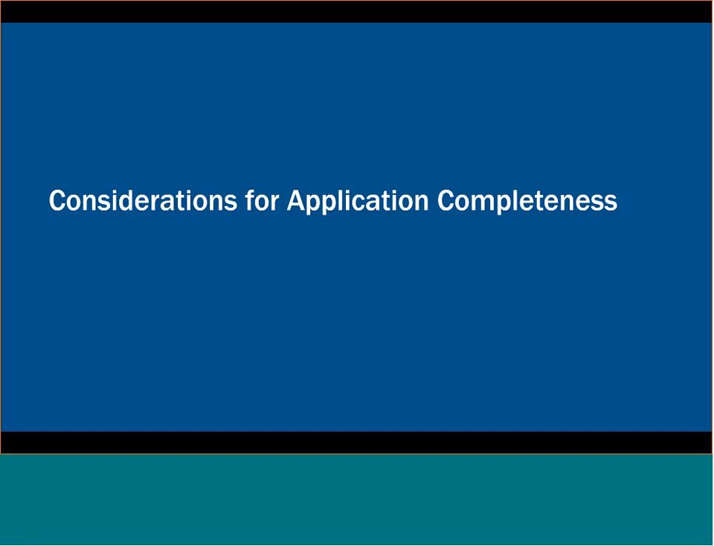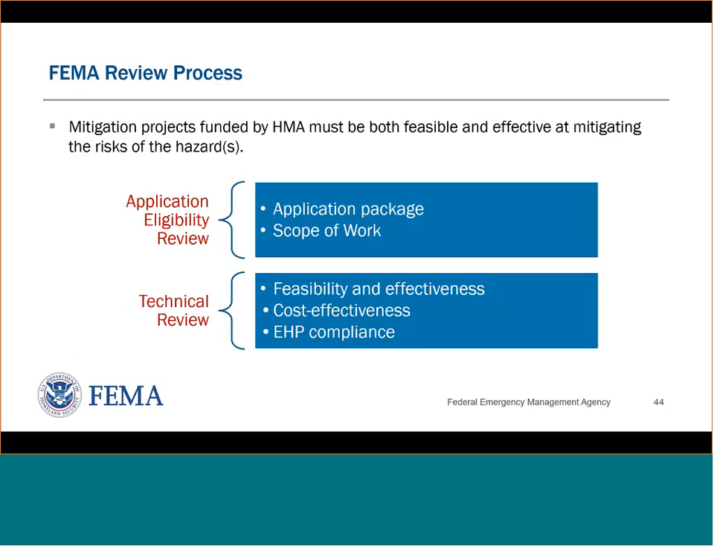So now we're going to talk about some things to think about in terms of developing a complete application. Next, please. The review process that your sub-applications are going to go through is a two-step process. Any projects funded with hazard mitigation assistance grant funds, whether it's BRIC, flood mitigation assistance, or the hazard mitigation grant program, have to demonstrate that they're feasible and effective at mitigating the risks that are identified.